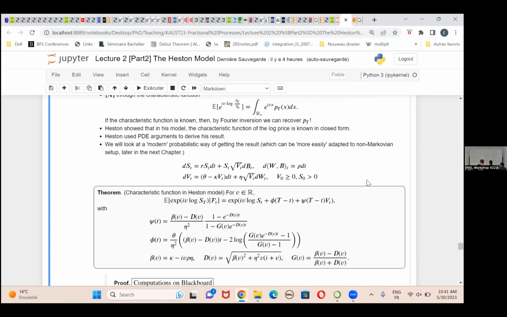A solution P and C that are C1. Okay. Then define M_t as exponential of phi_t minus t, c_t minus v_t plus u log S_t. Okay, what can we say on M? Then our statement is to say that M is a local martingale.